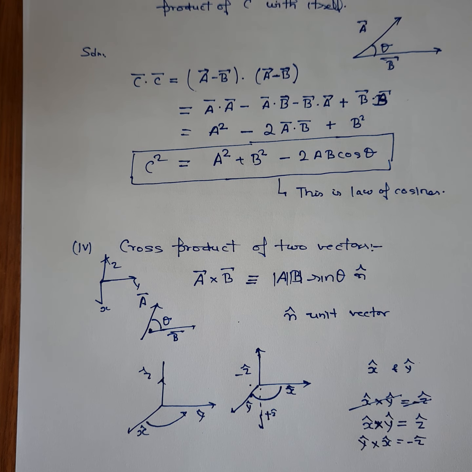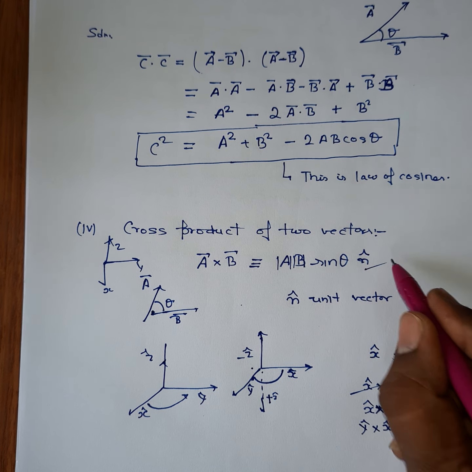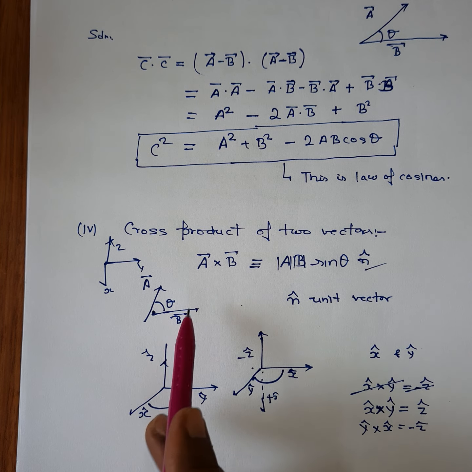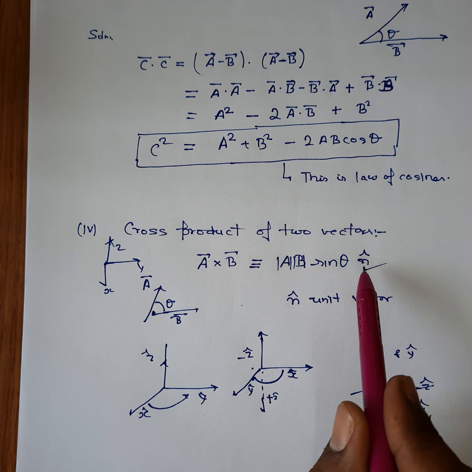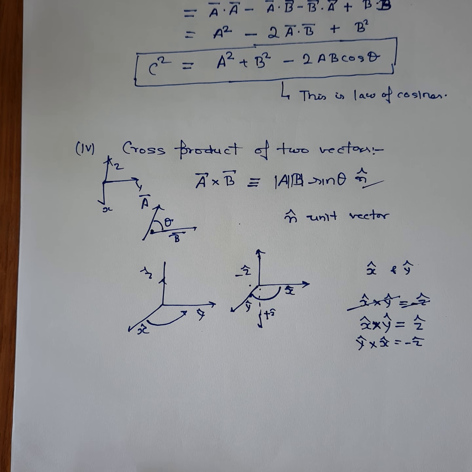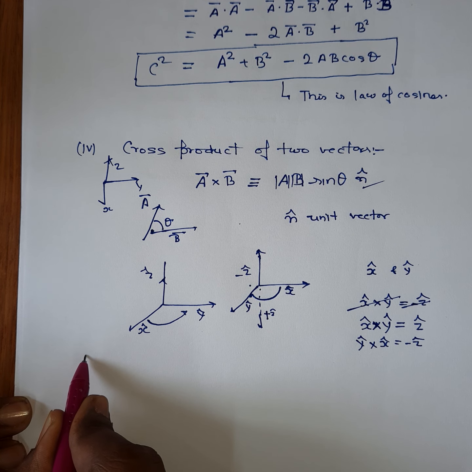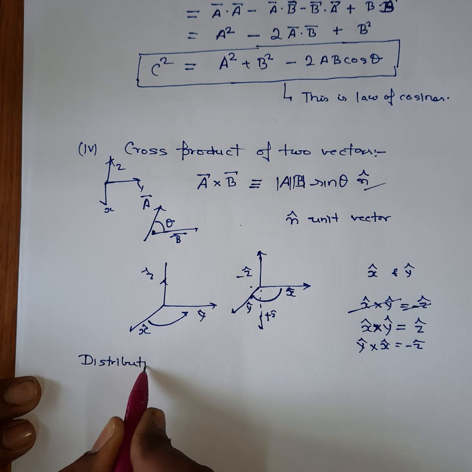So there should not be any confusion in the direction of n cap. n cap is basically the unit vector perpendicular to the plane of the A and B vectors, and this direction is given by the right hand rule. Now let's discuss some more properties of the cross product. Again, like the scalar product, the cross product is also distributive.